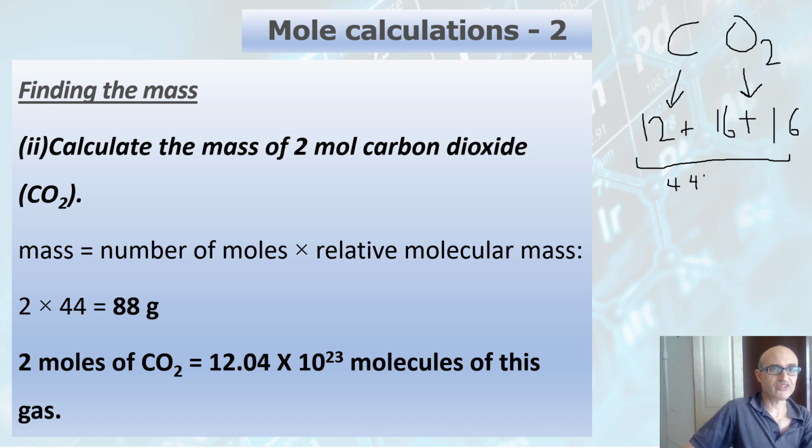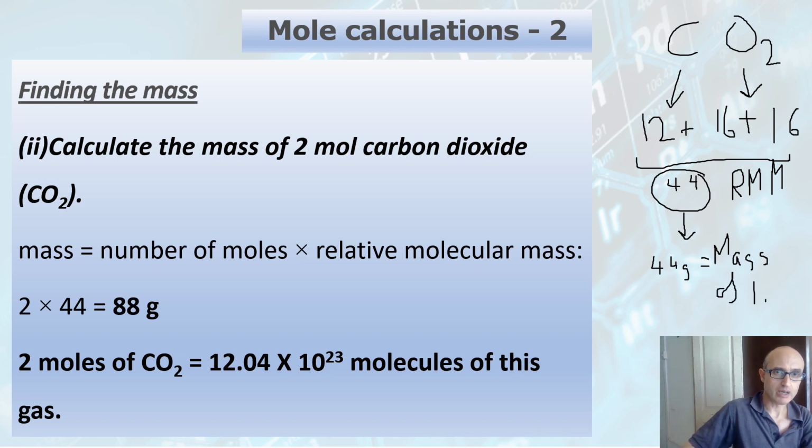Now, if I had to express that RMM, so remember, so far it's an RMM because there is no unit. But if I had to express that in grams, so I put it down as 44g, that is equal to the mass of 1 mole of carbon dioxide. The mass of 1 mole, or the molar mass. Okay, so the mass of 1 mole of CO2 weighs 44 grams.